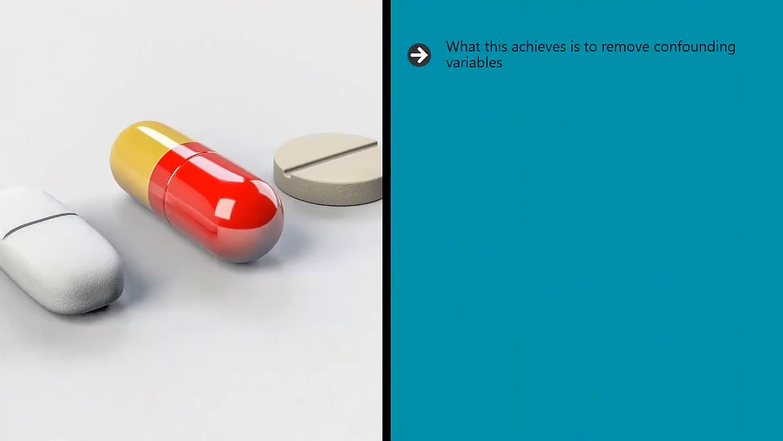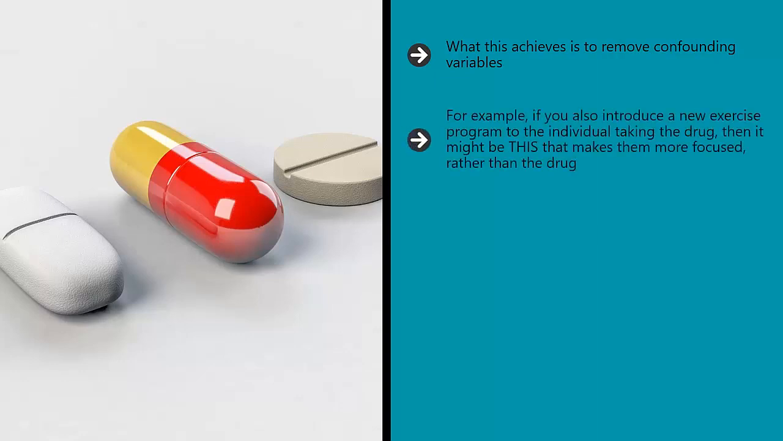What this achieves is to remove confounding variables. A confounding variable is anything that can hurt your outcome, rendering the results of the study useless. For example, if you also introduce a new exercise program to the individual taking the drug, then it might be this that makes them more focused, rather than the drug. That skews your results, and you therefore don't know whether the drug or the intervention made the difference.